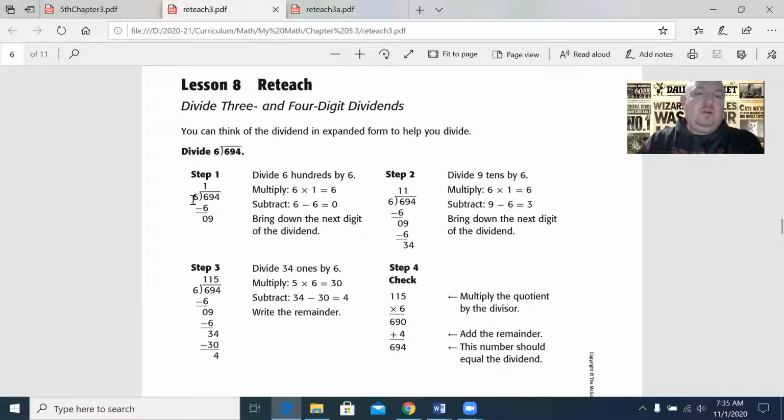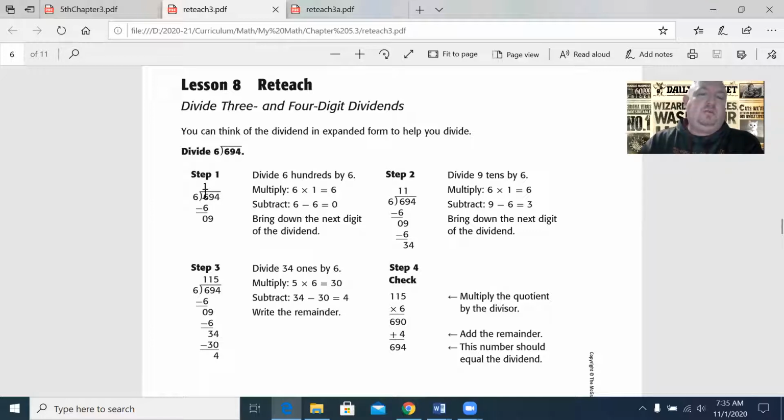Step 1, you're really just going to have 6 going into 6, not 694. How many times does 6 go into 6? Well, it's the same number, so it's 1. So we put a 1, and that's over the hundreds place because that's the place value we're looking at: ones, tens, hundreds. So it goes in once. We put the 1 there.